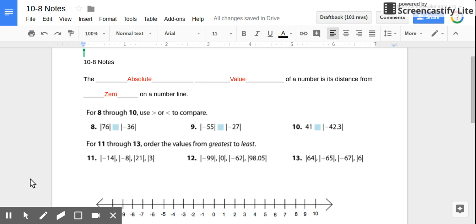Hello. Today's notes are on video because we've already learned it a little bit last week. And so we're doing absolute value. And remember, absolute value is always positive. So go ahead and in the top, fill in the blank, copy down what I have in the red. It says the absolute value of a number is its distance from 0 on a number line. And I even put a number line at the bottom. I don't think you're going to need it though.